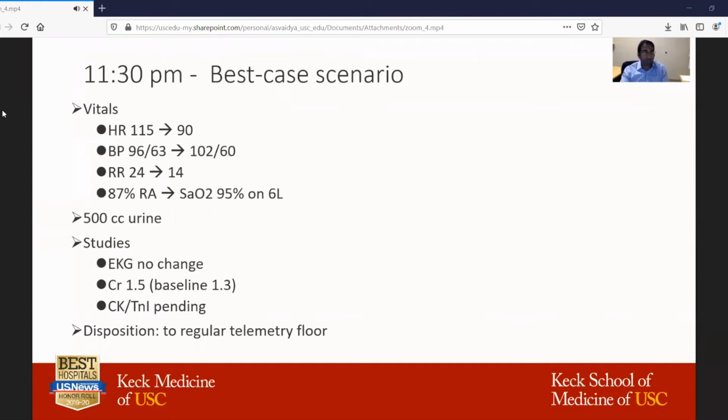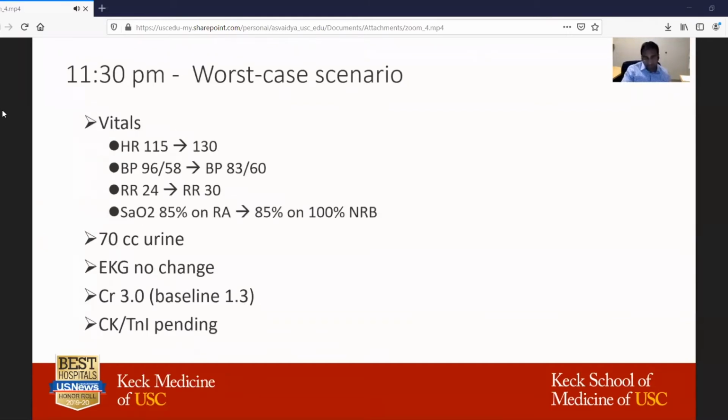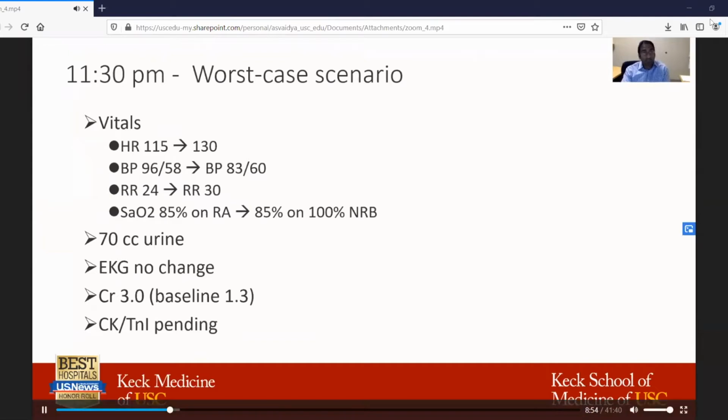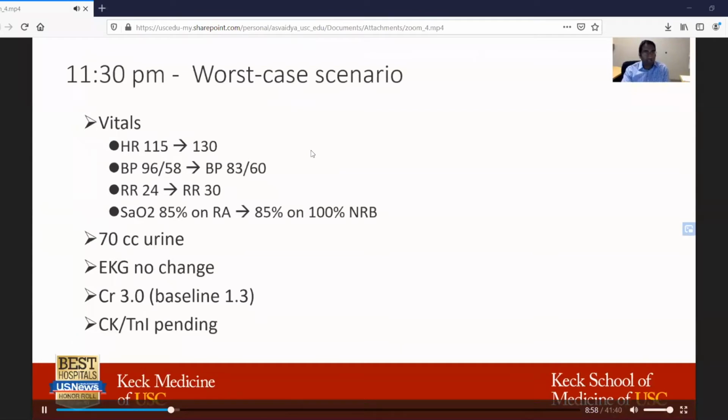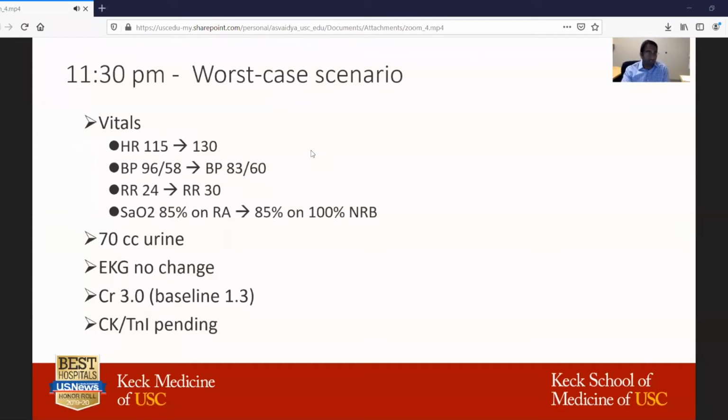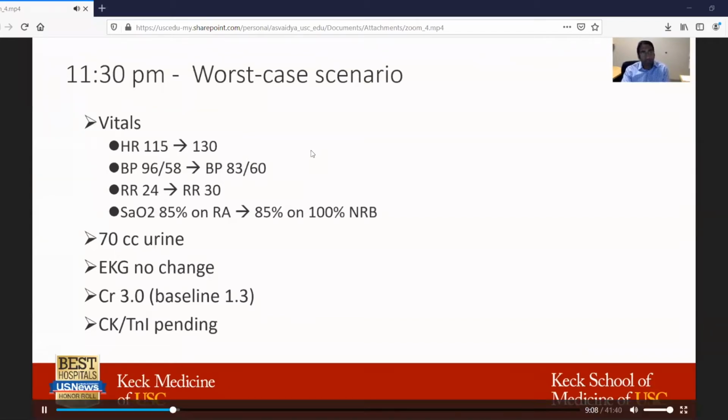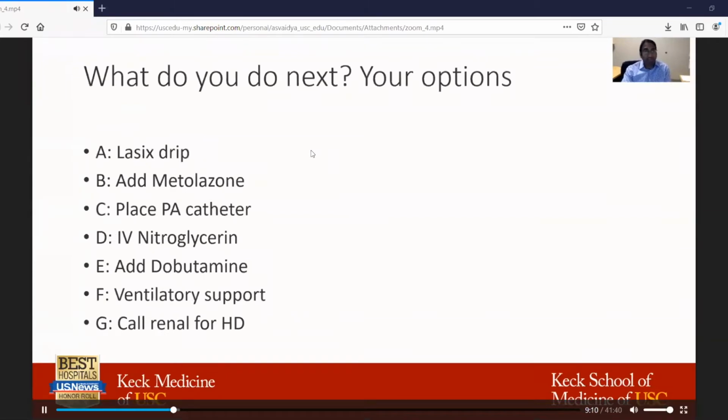a regular telemetry floor. But you guys will see, and have probably already seen in your careers, that things can also get worse, and so reassessing response to therapy is really important. So walking through a case of a patient that doesn't look better: more tachycardic, more hypertensive, and respiratory status is much worse. Patient made very little urine output to Lasix, and the creatinine has gone up pretty rapidly. What do you do next?